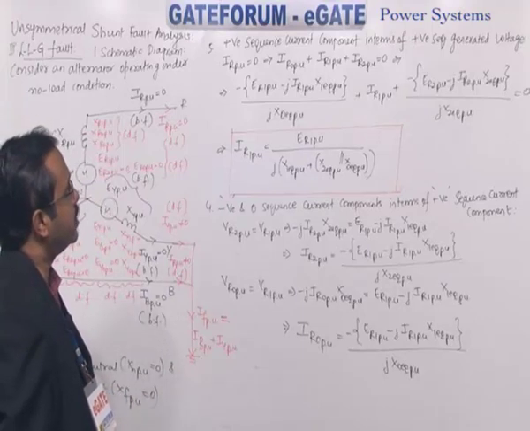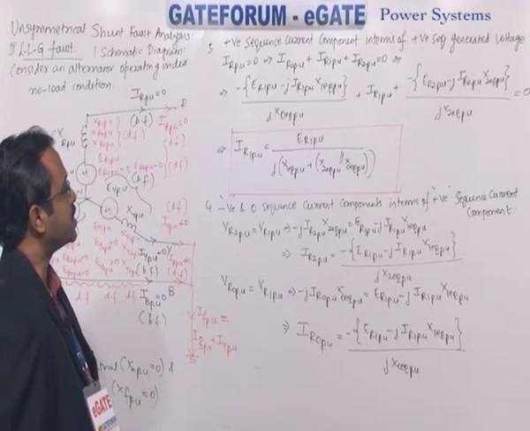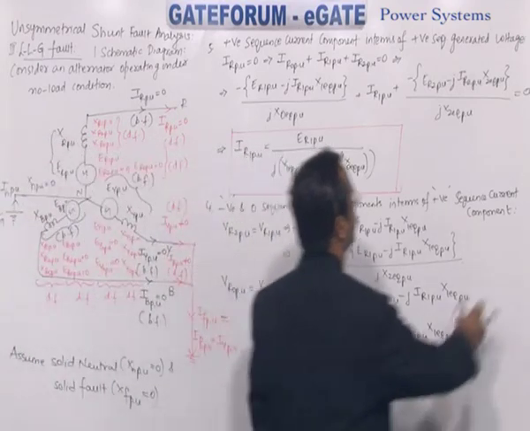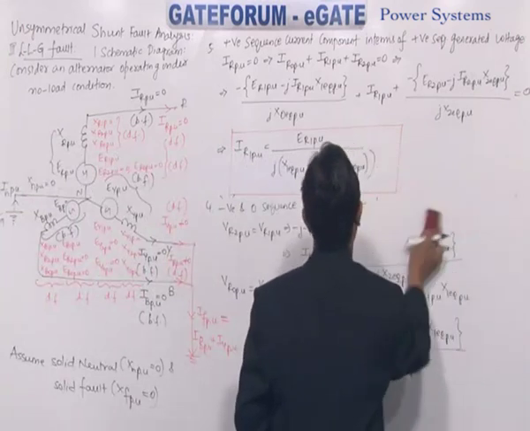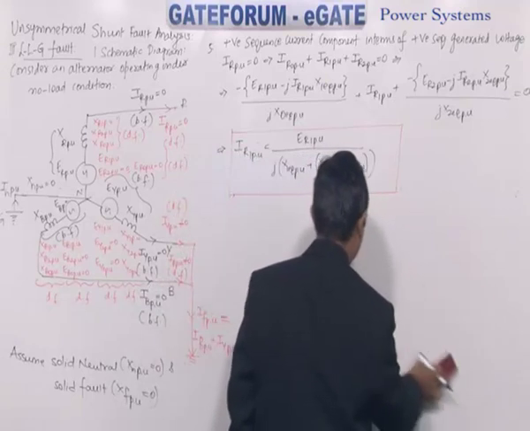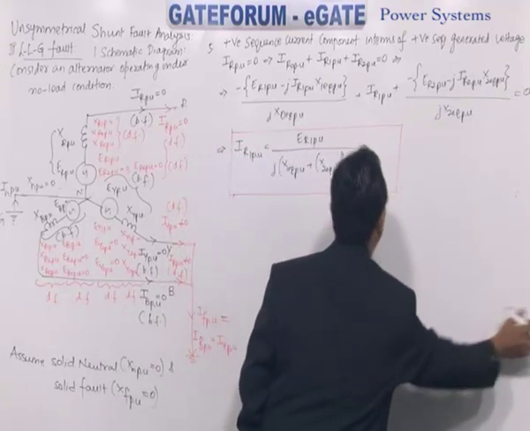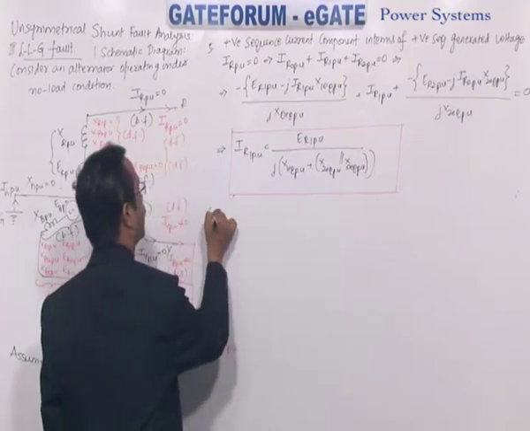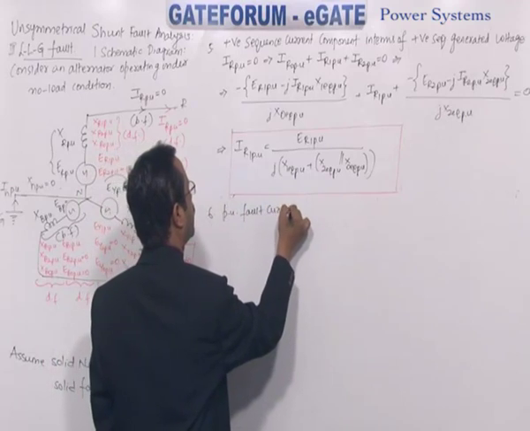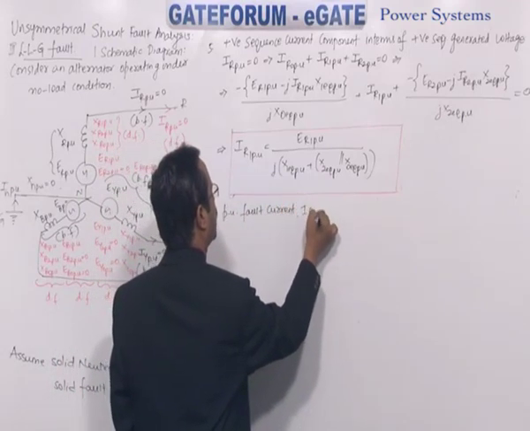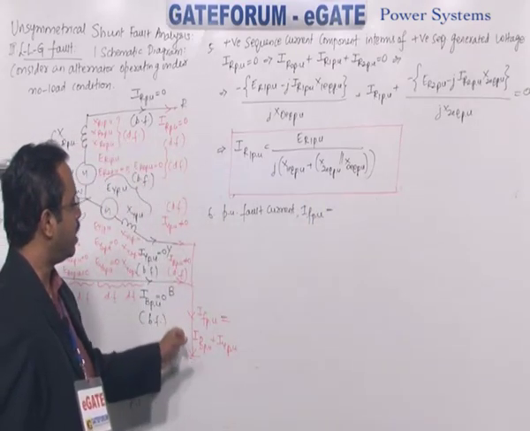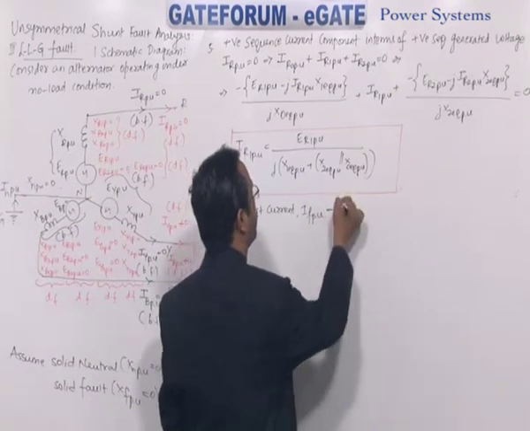So this is the positive sequence current component in terms of the positive sequence generated voltage. Further, we can find the per unit fault current. If you check here, what is the fault current? IY plus IB.